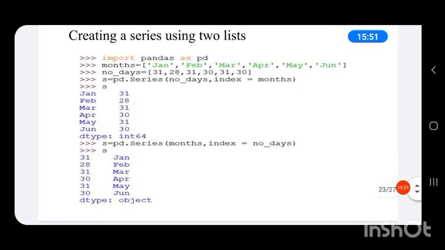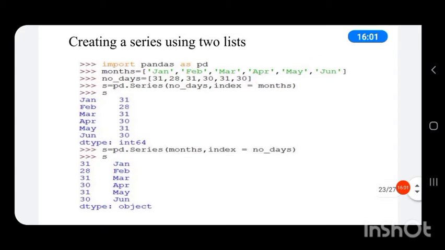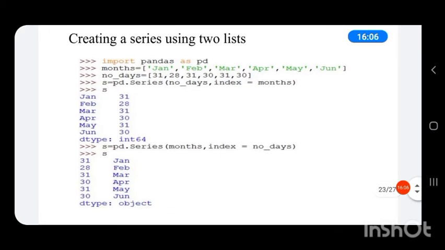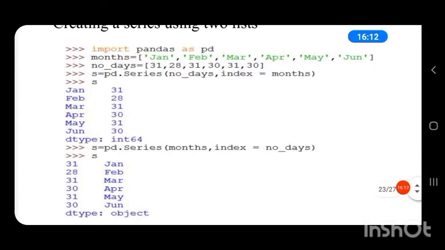Next is creating a series using two lists. So here we are going to create a series using two lists. One list we can use for the data and the other list we can use for the index.